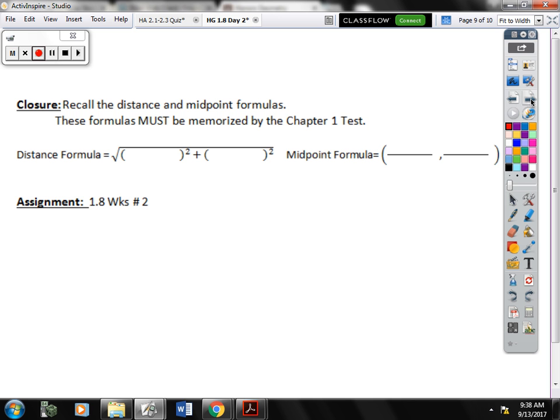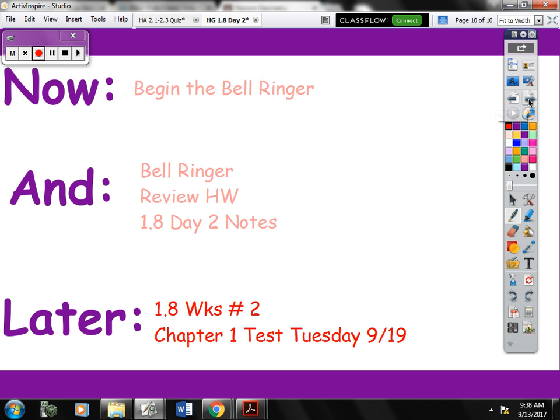The closure just has us again to remind us to memorize our distance and midpoint formulas. And just be careful again if you are doubling up in Honors Algebra 2 as well, that you don't get some of these formulas mixed up with our slope, point-slope, and standard form equations that we're looking at right now in there. Okay. Don't forget that we do have a Chapter 1 test coming up on Tuesday the 19th.